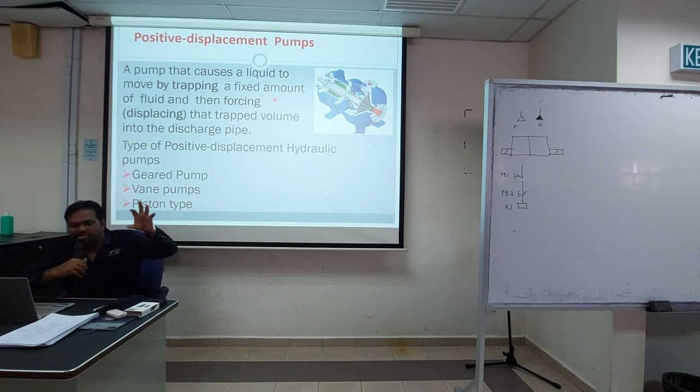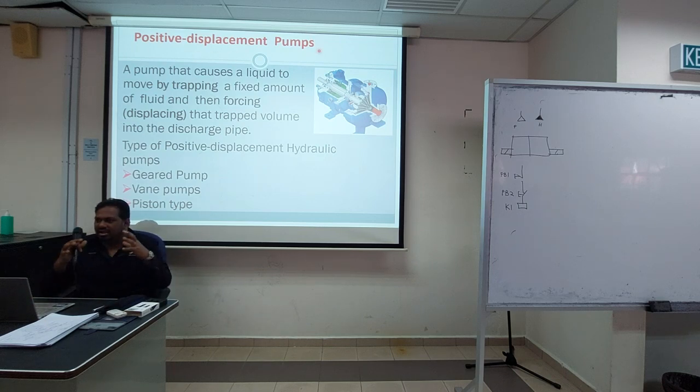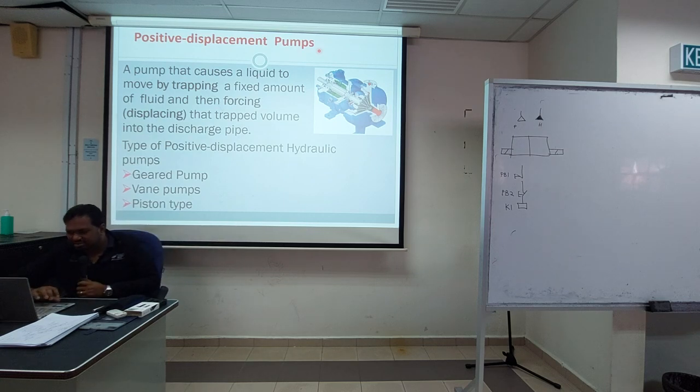Dalam pump ni, positive displacement pump, dia ada some ruang. So dia akan take in the minyak dari reservoir, dia akan simpan dulu. So at one point dia akan lepas one shot. So dia akan simpan dan lepas one shot. So that is what we call a positive displacement pump. So dia akan create some storage dalam pump. At one point dia akan terus hantar. So that is one advantage lah. So as dia cakap, trapping a fixed amount of fluid then forcing displacement. So ada tiga jenis, geared pump, vane pump and also piston type.